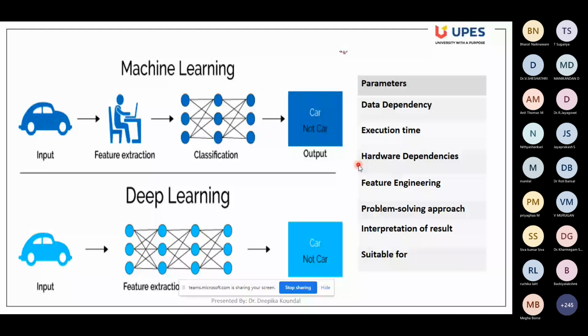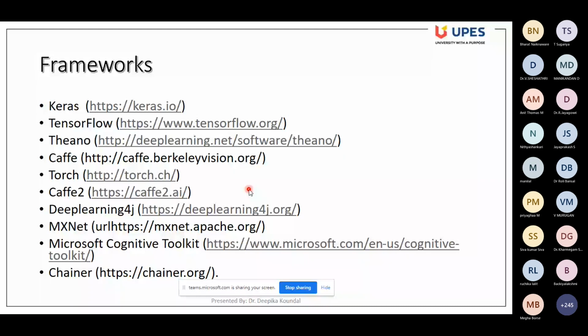Then feature engineering: again, deep learning is doing feature engineering automatically. Problem solving approaches again depend upon what type of problem we have, for which we want to use machine learning or deep learning. So these are some basic parameters on which we can distinguish deep learning and machine learning algorithms. These are some popular frameworks generally used for image processing and computer vision problems: Keras, TensorFlow, Theano, Caffe, Torch, Caffe2, Deep Learning 4J, MXNet, Microsoft Cognitive Toolkit, Chainer. You people can explore these links.